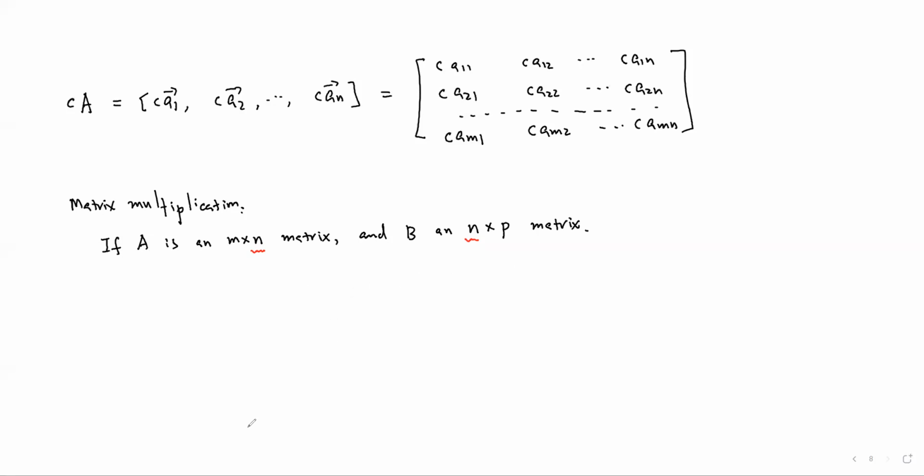Then the product A times B is an M by P matrix. The middle N is cancelled: M by N times N by P. The result is M by P. Okay. The formula.